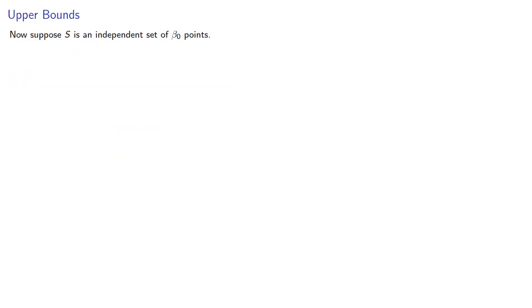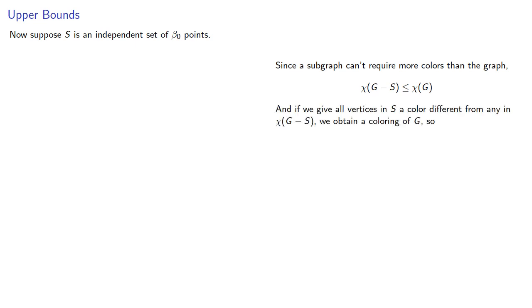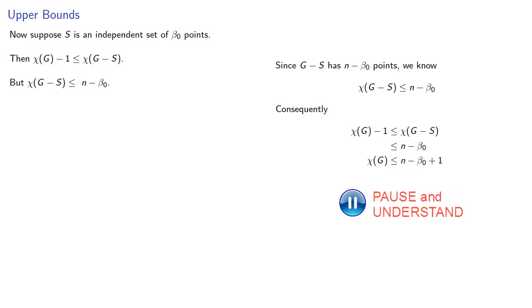So now, suppose S is an independent set of β0 points. Since a subgraph can't require more colors than the graph, the chromatic number of G minus S must be less than or equal to the chromatic number of G itself. And if we give the vertices of S a color different from any in the subgraph G minus S, we'll obtain a coloring of G, and so the chromatic number of G minus S plus 1 is greater than or equal to the chromatic number of the graph itself. And consequently, but since G minus S has n minus β0 points, we know the chromatic number must be less than or equal to the number of points, and so this gives us an upper bound on our chromatic number.